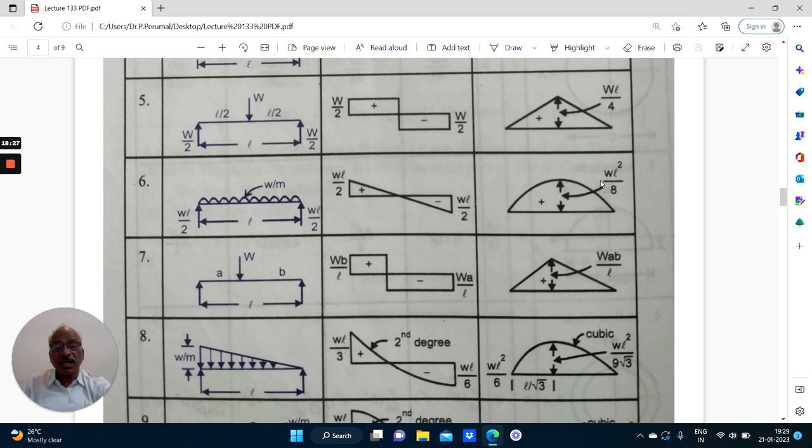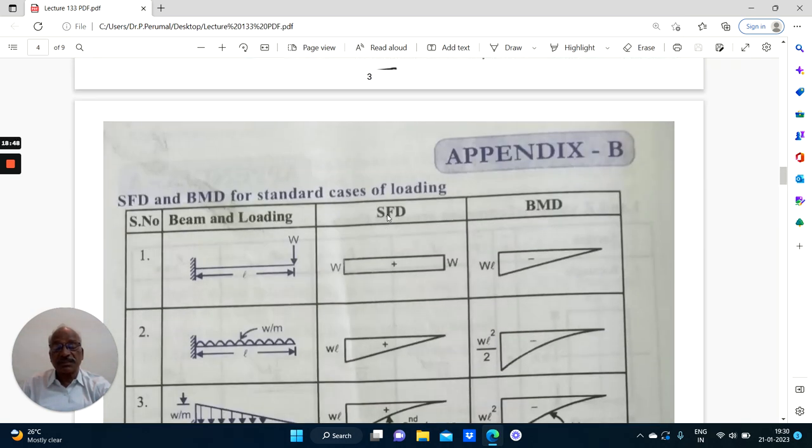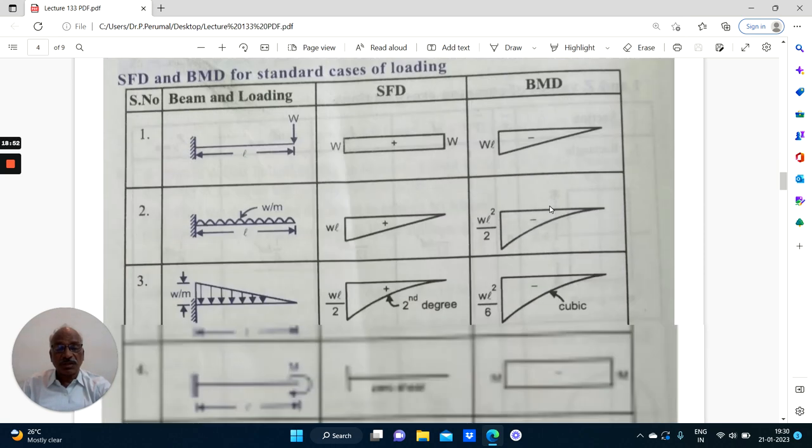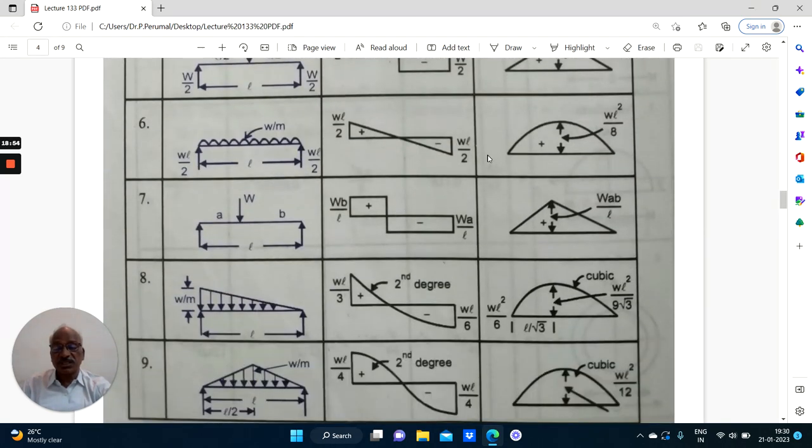Actually, these values, of course, it is given as capital W, but coming to UDL, you'll have to mark all UDLs as small w. Small w only, compared to this, it is only small w. Anyway, you have to be clear, small w and capital W. Now, here, we are given the title. This is the shear force diagram. This is the bending moment diagram. So, this we have discussed already.